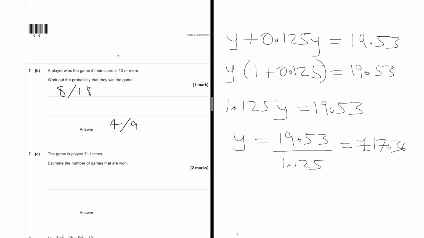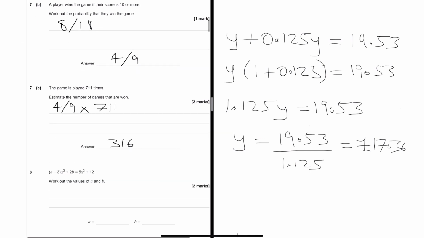We're then told the game is played 711 times, so we're going to estimate the number of games that are won. Well, if each game has a 4 out of 9 probability of winning, then we just multiply the probability by the number of events, and that will give us the number of games we expect to win. So it's 4 over 9 times 711, and when we work this out, we get 316.